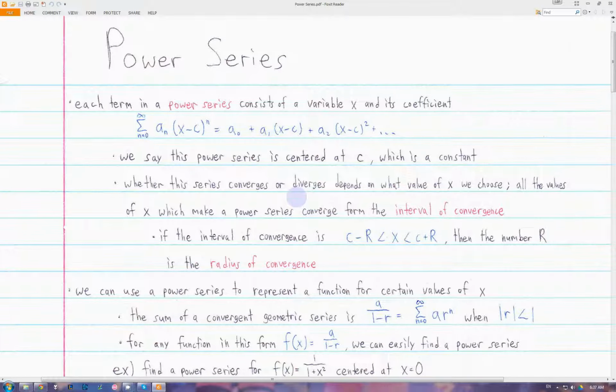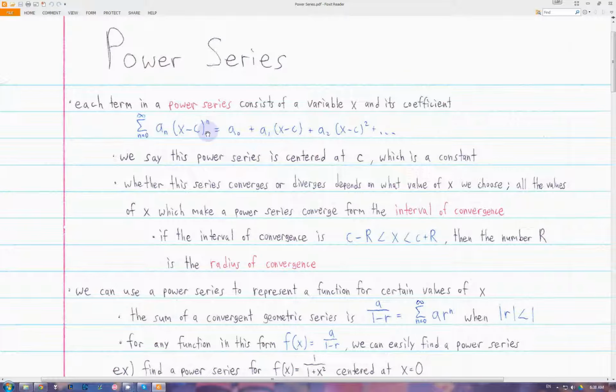So a power series is basically when we have a regular series, but we attach a variable x to each term. So you can see the general form of a power series is a sub n, which is the coefficient of each term. This is just like the regular part of a series. And then it's attached to this x minus c to the nth power, where c is a constant, which is where the power series is centered around.